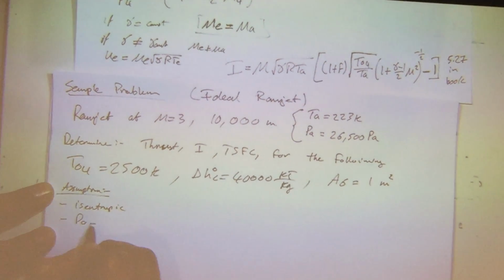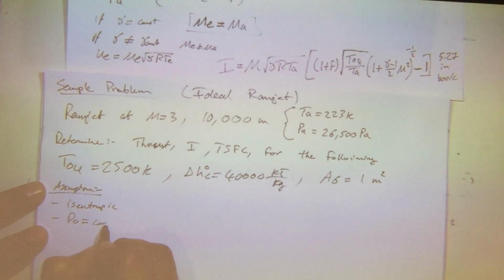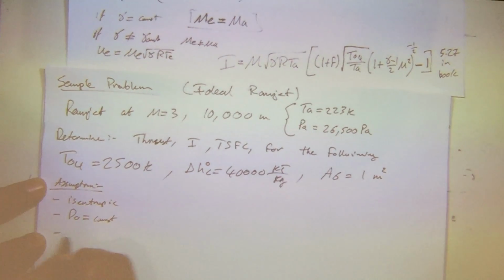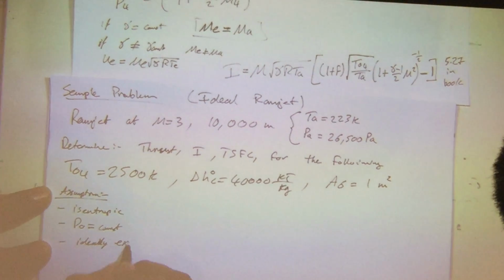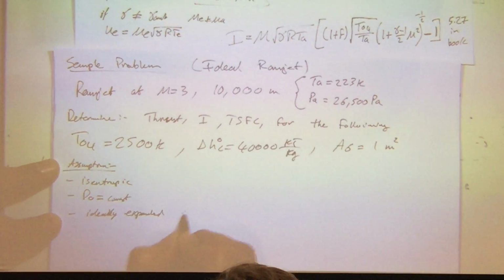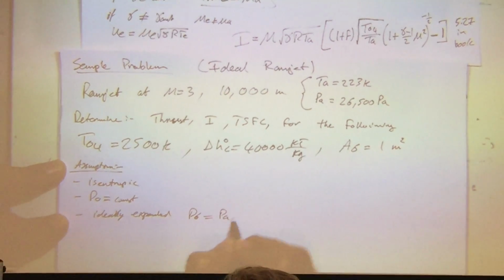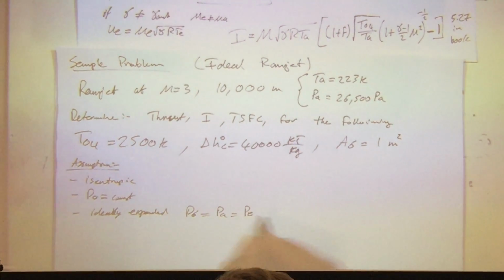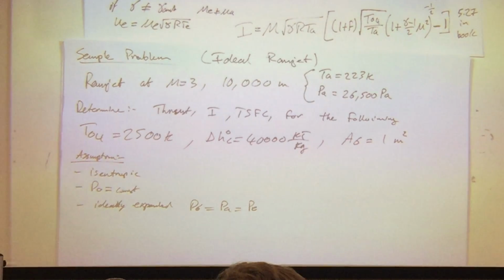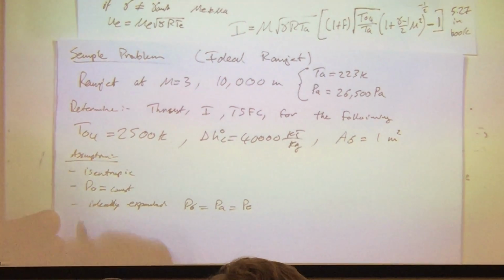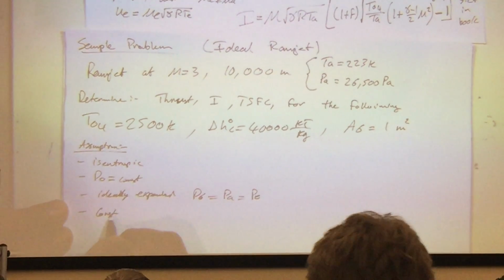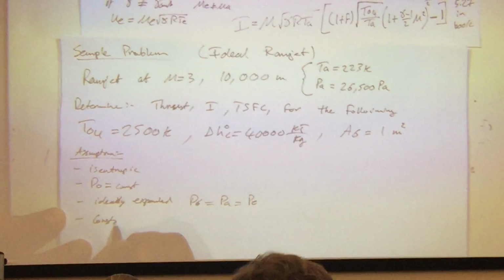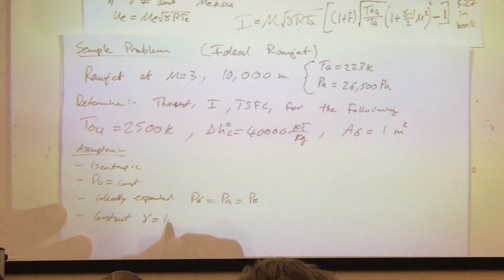P stagnation is constant for my free stream. Ideally expanded. That's a critical one because P6 is equal to P ambient is equal to P exit. You can't assume this for the project that you're doing in certain scenarios, but just for simplicity's sake, we'll do this. But we already know how shocks behave. And constant gamma equals 1.4.